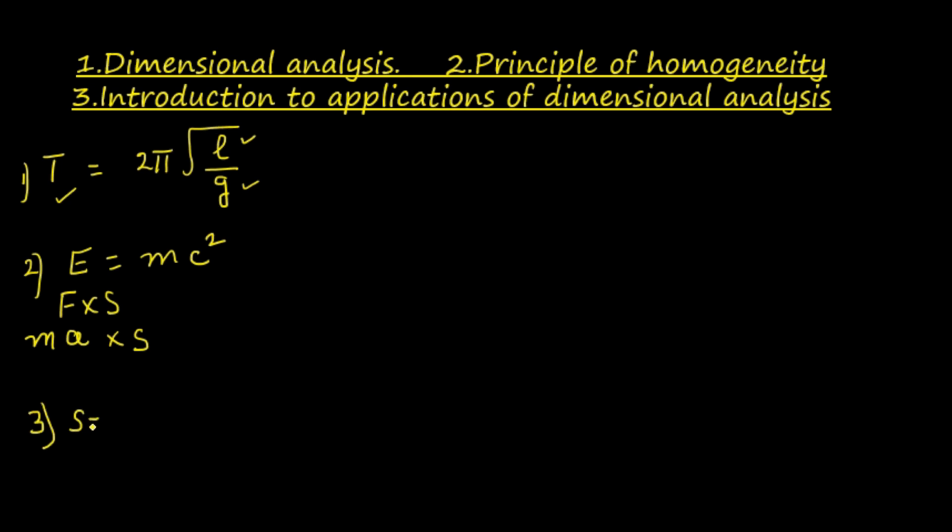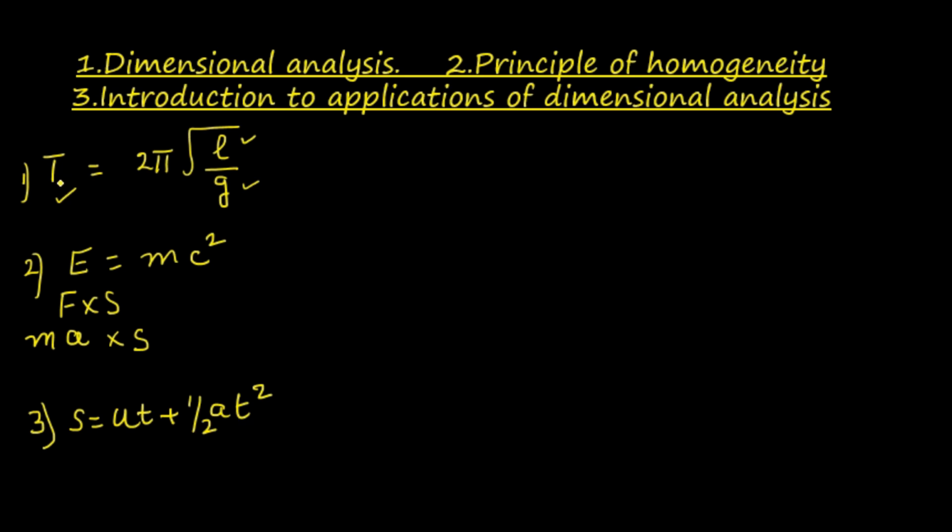Third equation, S is equal to ut plus half at square. This is the equation of motion for displacement. The physical quantities are S, displacement, initial velocity u, then time and acceleration and t raised to 2, that is time raised to 2.